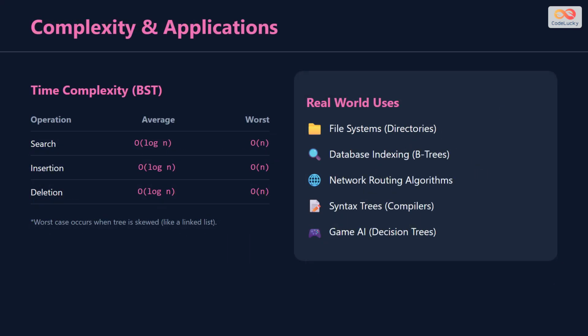Why do we use trees? For a balanced binary search tree, operations like search, insertion, and deletion take logarithmic time on average, which is much faster than linear options. Trees are used everywhere, from organizing files on your computer to powering database indexes and network routing.